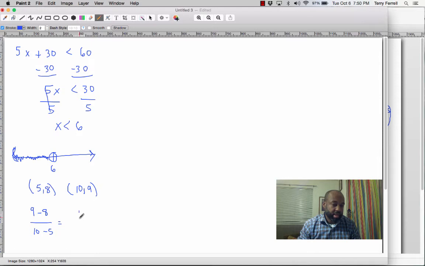So 9 minus 8 is 1. 10 minus 5 is 5. That's your answer. All y'all had 5. But anyway, that's it for those. Next, at least I'm going to go over one in each section for the levels, different equations. Let's go over level 1.